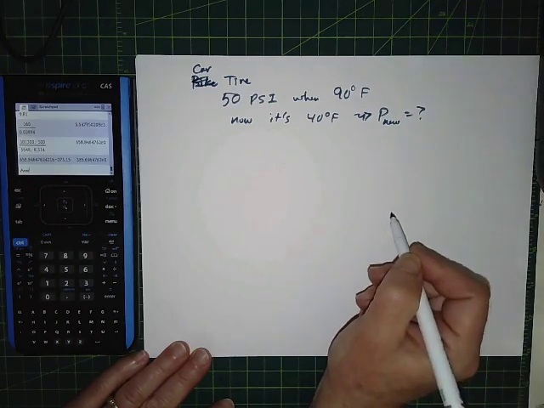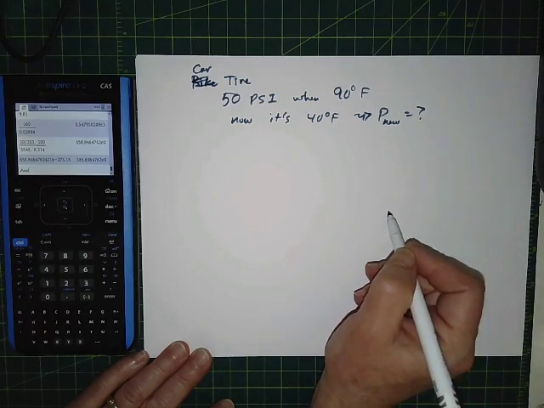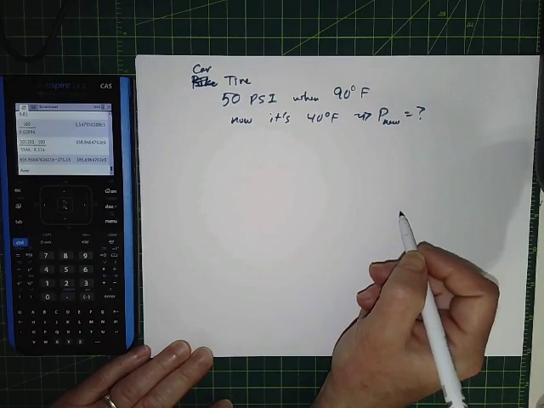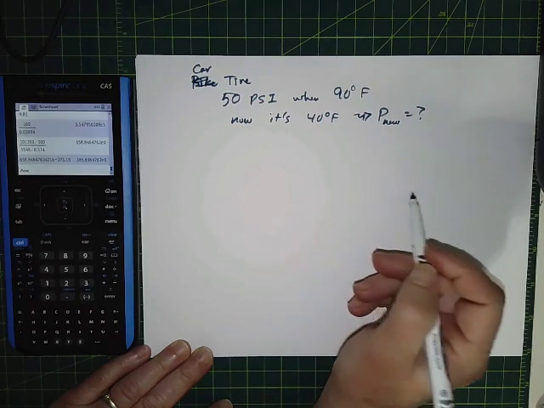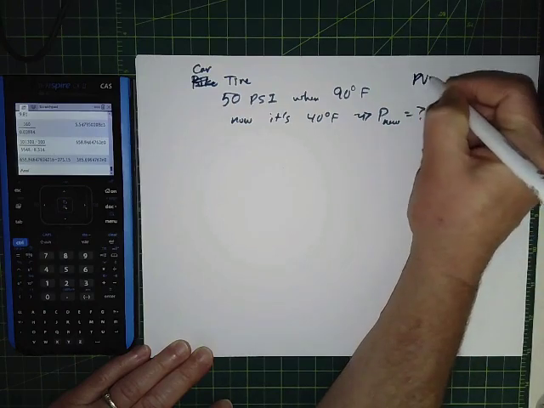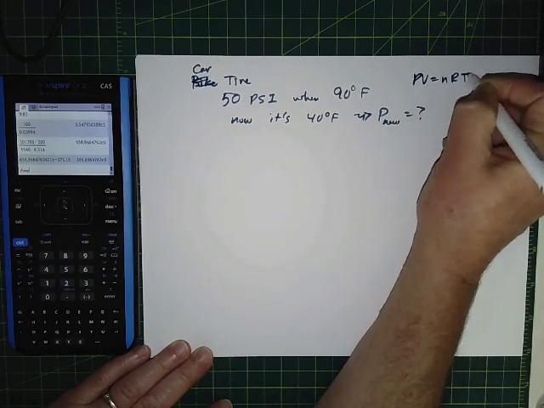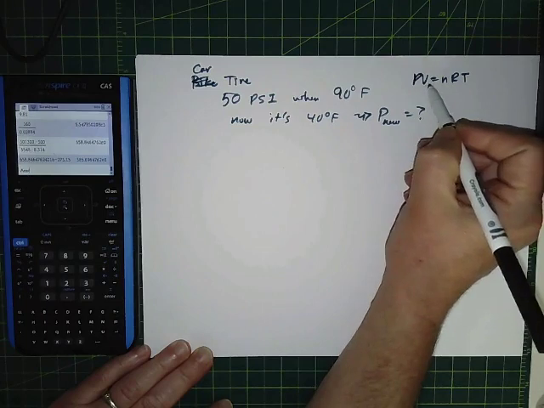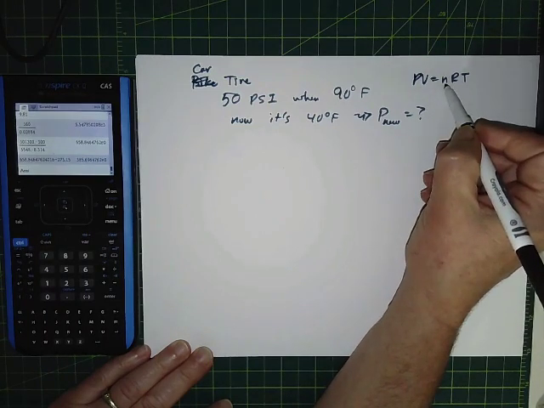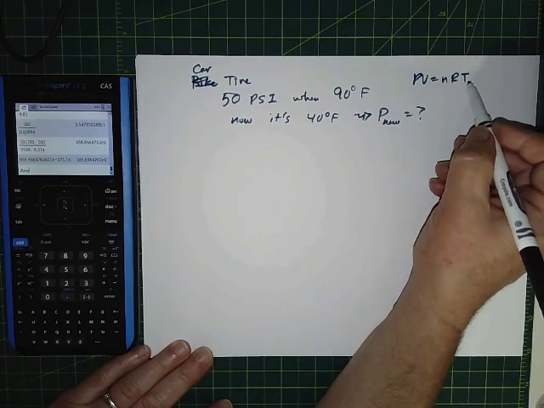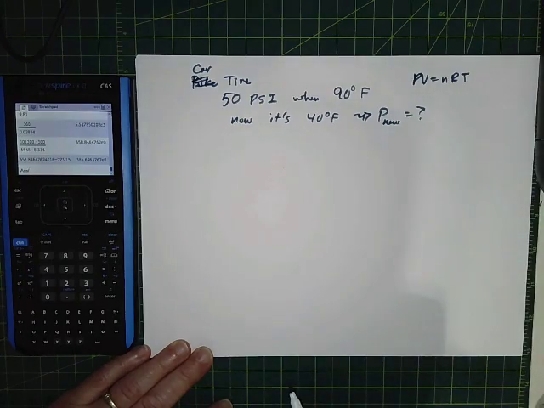Let's use this to look at it. First, let's get it into the units that we need. When we're doing the ideal gas law, remember we have PV equals nRT, and the P is in pascals, V is in meters cubed, n is moles, R has its own units, and temperature is in Kelvin. So let's go ahead and convert these.